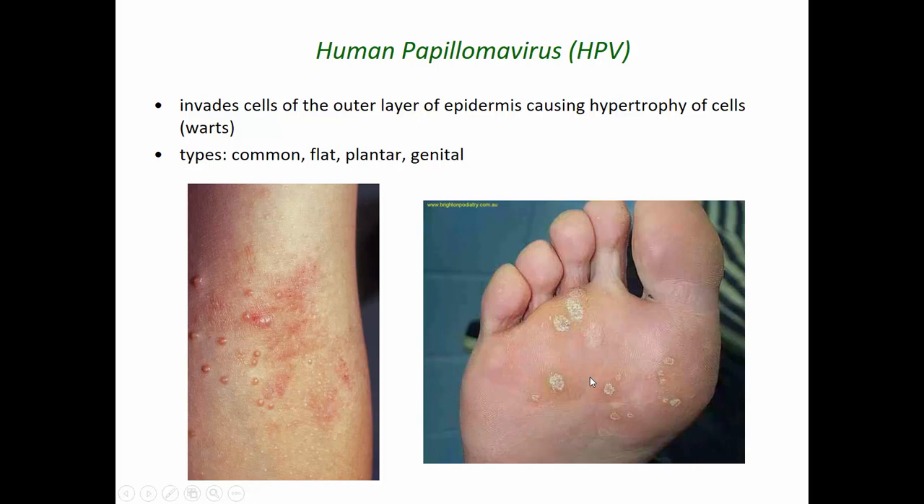Another example of a viral infection of the skin is human papillomavirus, or HPV. When it invades the skin, it usually invades those outer dead cells that contain keratin, and it causes those cells to get larger, or hypertrophy, and it creates this little mountain of enlarged cells, and that's what we call a wart. And there are many different types of warts: common warts, flat warts, plantar warts, genital warts. So here on the left, these are flat warts, and here on the right, these are plantar warts that we usually pick up in change rooms and places like that.